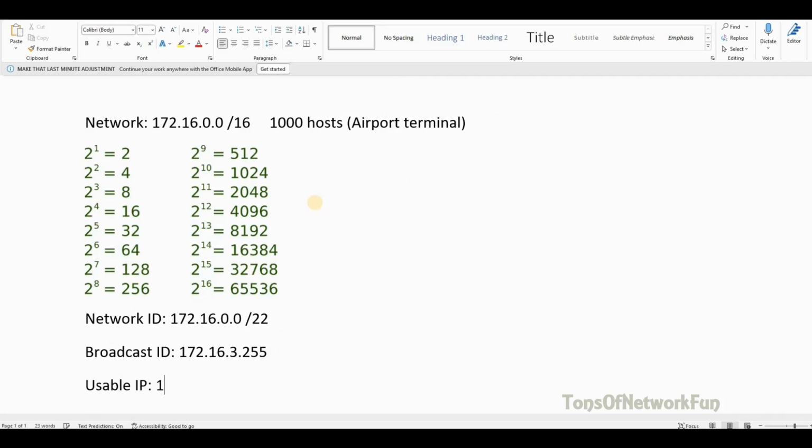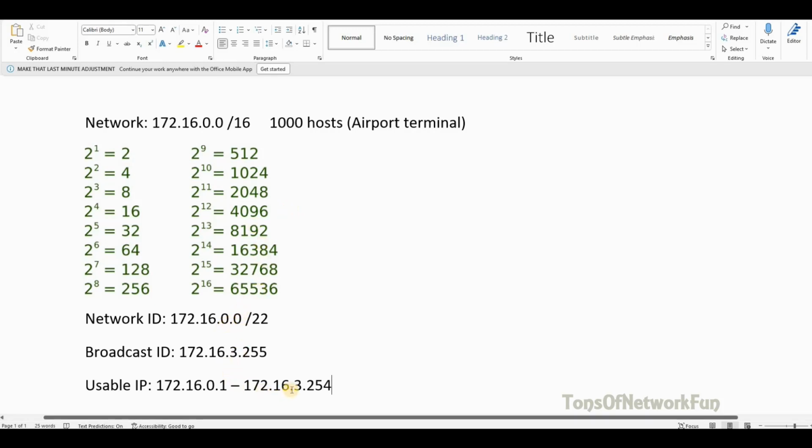and the usable IP, what's in between, is going to be 172.16.0.1 until 172.16.3.254, right? 0.1 until 3.254. This is a broadcast ID, so we cannot use this as an IP address for the host. So 254 would be the last usable IP. So in this subnet you will get 1024 IP addresses. Minus 2, exactly 1022 you will get.